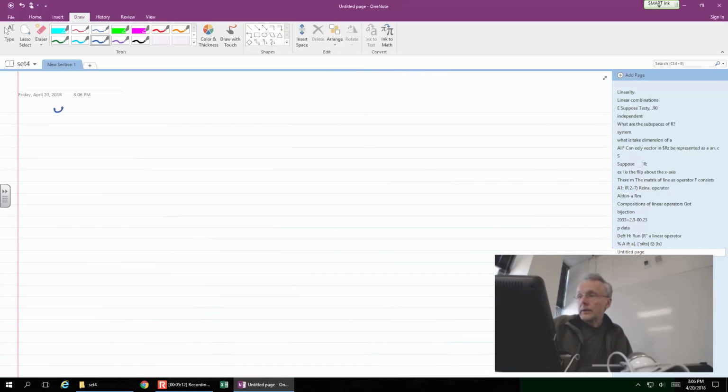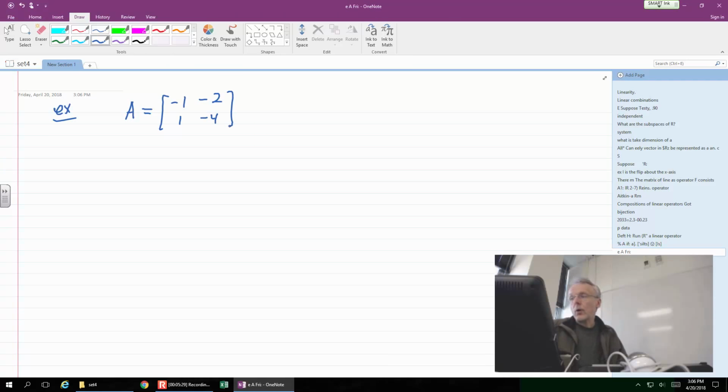So here's one example. I want to work out my matrix. Okay, where is it? Here it is. My matrix is -1, -2, 1, and -4. Okay, so we don't know anything about this matrix, and we want to use eigenvalues and eigenvectors to actually find out something about it.